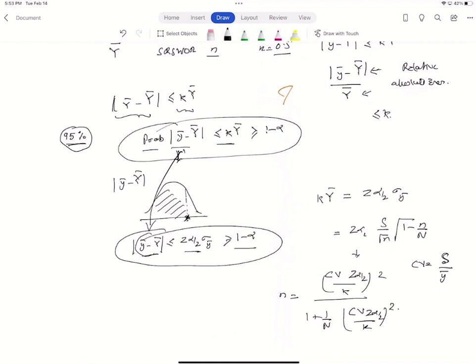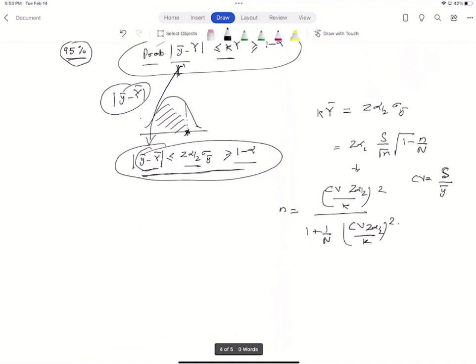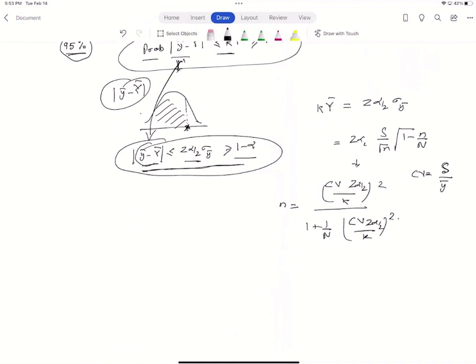But what if we cannot assume that this is normally distributed? Then we cannot use this approach. But then there is something called the Chebyshev inequality, and we use that to come up with a sample size. That's too complicated to get into, but the equation is going to be n equals 1 upon alpha times (CV upon k) squared, where CV is s upon y bar.